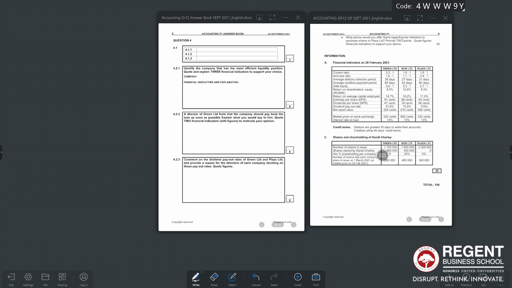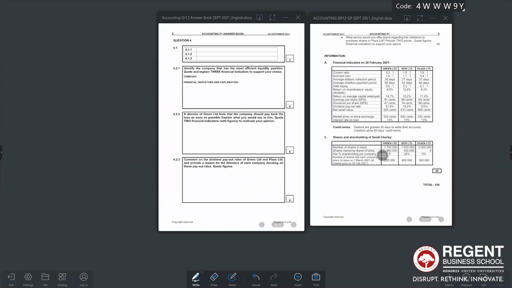Okay, so basically we've quoted the figures, we've quoted the policy. The policy now is basically Green Limited, future growth. Plaza, keeping shareholders happy. Okay, they're trying to maintain the price of the share on the JSE. You must remember, shareholders or investors only look at what dividends they get. If the shareholders are happy with the dividends, they'll want to buy shares in the company. They're not interested in anything else. So that's what Plaza is trying to do, trying to create a demand for their shares.